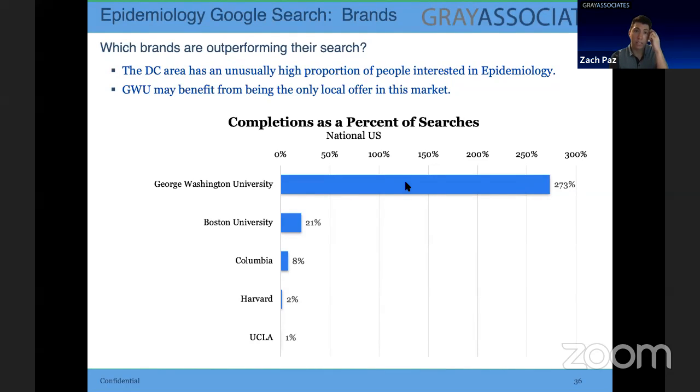What this tells us is that one reason for this could be that DC has a very unusually high proportion of people interested in epidemiology compared to the population. That could really be one reason why GWU has such a high number of completions relative to their brand program search. They could really be benefiting from being the only local offer in a market where there's a high proportion of people interested in this program.